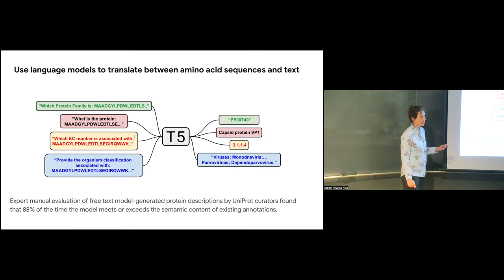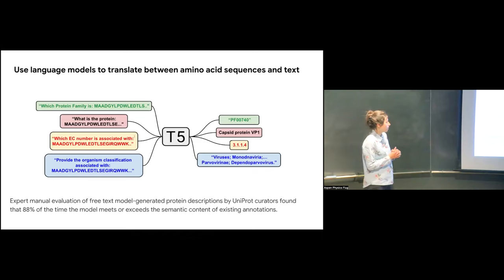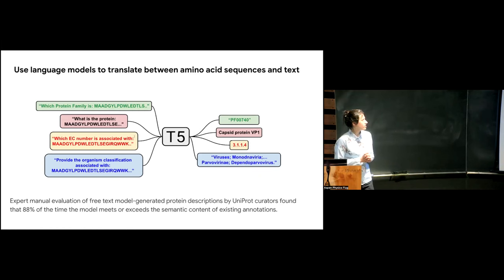We got the curators from UniProt to evaluate what our models were producing, and right now we're at 88% of the time the model meets or exceeds the semantic content of existing annotations. So we need to make this better, but we're optimistic at the moment that we can provide annotations for something like tens of millions of proteins that are currently uncharacterized just by using this technology. Okay, this is kind of surprising.